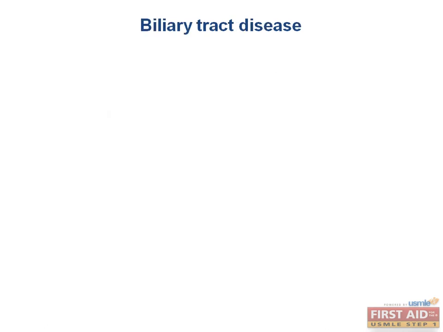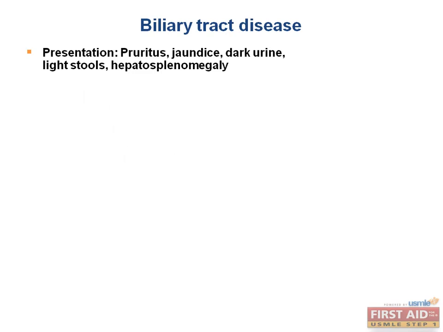Okay, now we'll talk about some diseases of the biliary tract. All of these present in the same way, with pruritus, jaundice, dark urine, light stools, and hepatosplenomegaly. The labs are also the same since they are all obstructive, with an increase in conjugated bilirubin, high cholesterol, and high ALP. However, the causes are quite different.